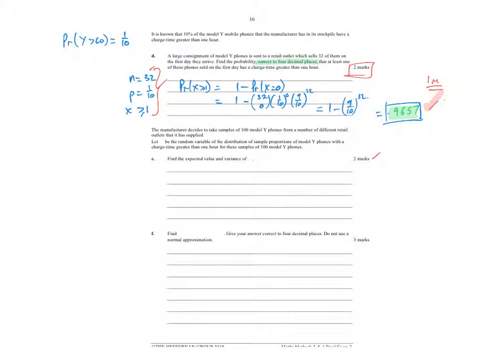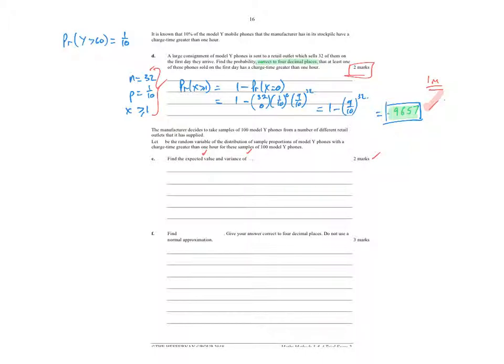Don't just put an answer. Well, it's a bit easier here because it's expected value and variance. Manufacturer decides to take a sample of 100 model Y phones from a number of different retail outlets supplied. Let P hat be the random variable of the distribution of sample proportion of model Y phones with a charge time greater than 1 hour for these sample of 100 model Y phones.